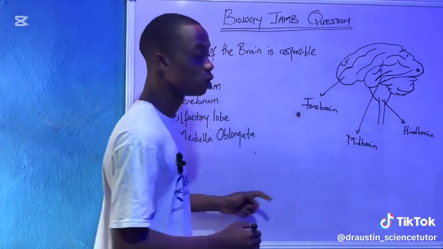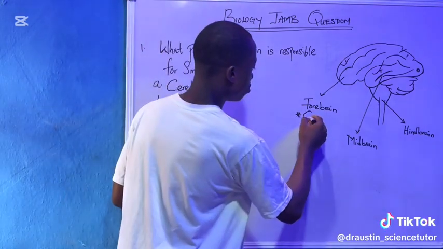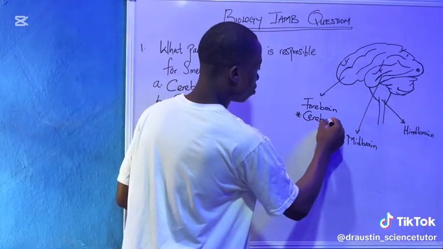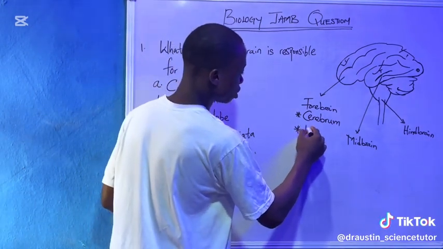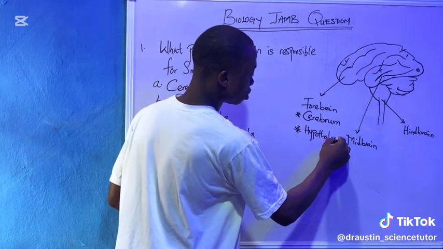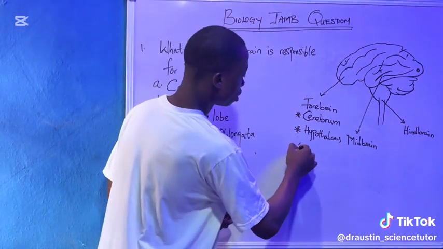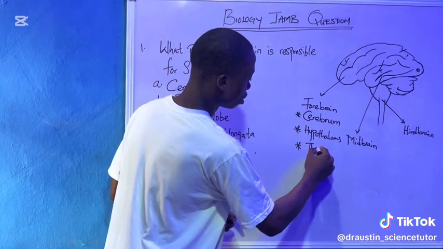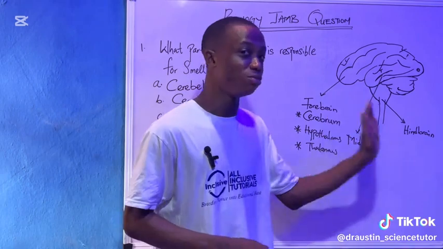Now take note that this forebrain has different parts. But for your level, the major parts of the forebrain you should take note of are the cerebrum, then hypothalamus, and we also have thalamus. Then let's leave the midbrain for now.